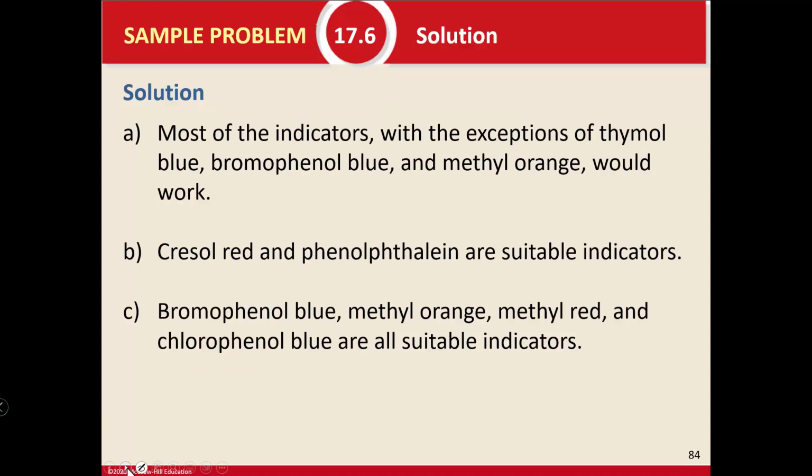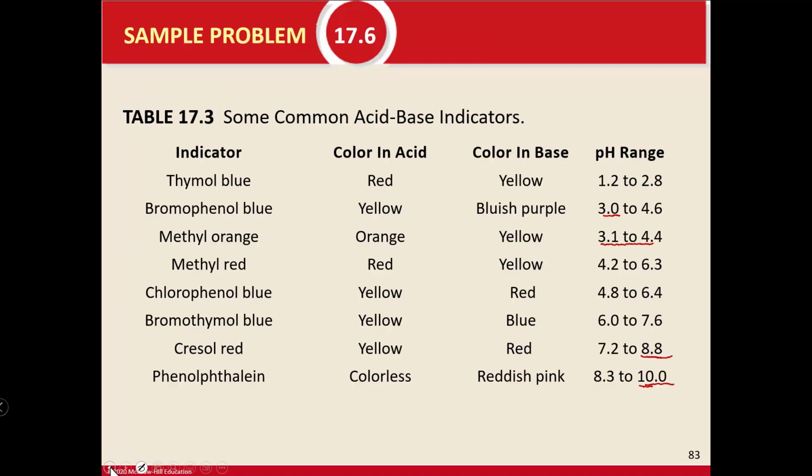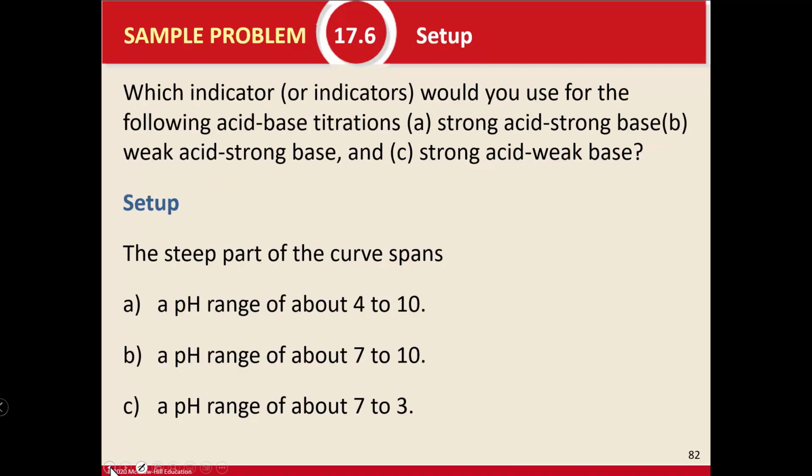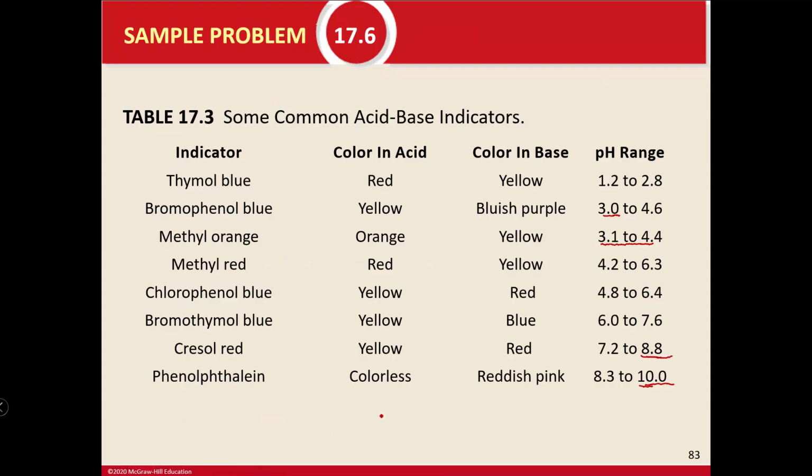All right, so let's look at the next one. Cresol red and phenolphthalein are suitable indicators. So let's look at that. pH range of 7 to 10. Cresol red, 7 to 10. That looks pretty good. And then this one too. Either one of those would work there. These are happening too early. These are happening way too early for that.